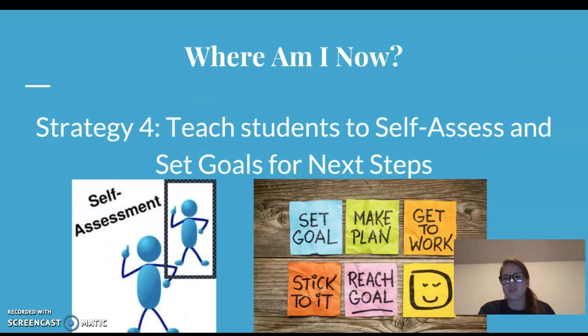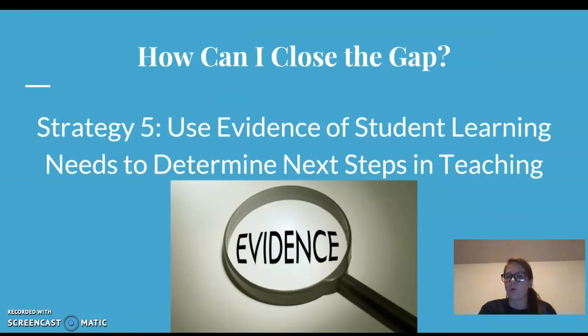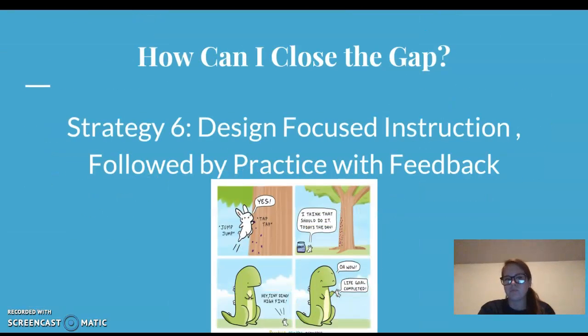The fourth strategy is to teach students to self-assess and set goals. So where are they at now? How have they learned? What are they learning? What do they still need to learn? What are their next steps, or what do they need to work towards? Strategy 5 is using evidence to determine what they need to do next. So each student is going to be at a different step, and then their specific evidence is going to lead them in that correct direction. So we need to help them determine what that evidence is.